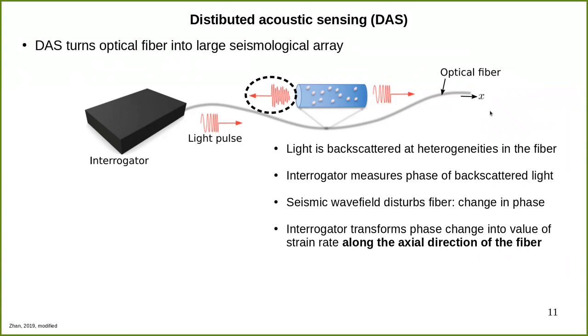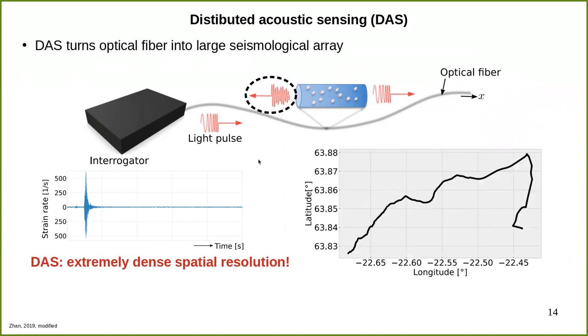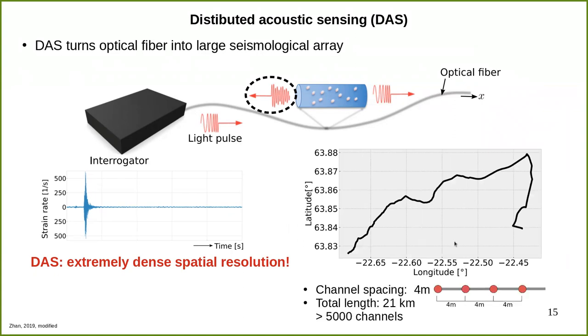So what we obtain in the end is a time series that looks pretty much like a conventional seismometer trace, just that the unit is different. We don't have velocity or displacement, but strain rate. The main advantage of DAS is that it has an extremely dense spatial resolution. So for example, here, that's the geometry of our cable, and we have a spatial sampling of 4 meters, which means that we can take measurements every 4 meters along the entire cable. With a total length of 21 kilometers, we can thus analyze more than 5,000 channels.